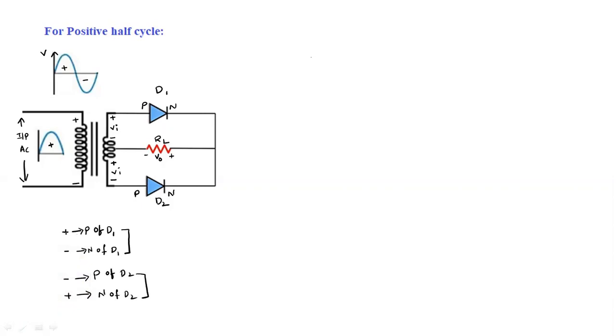See here, positive terminal is connected to P and negative terminal is connected to N. So we can say directly that D1 is in forward bias. Here negative is connected to P and positive is connected to N, so the terminals are reversed. That's why we can say that when the negative is connected to P and the positive is connected to N, the diode will be in the reverse bias condition. Here D1 is forward bias and D2 is in reverse bias condition.